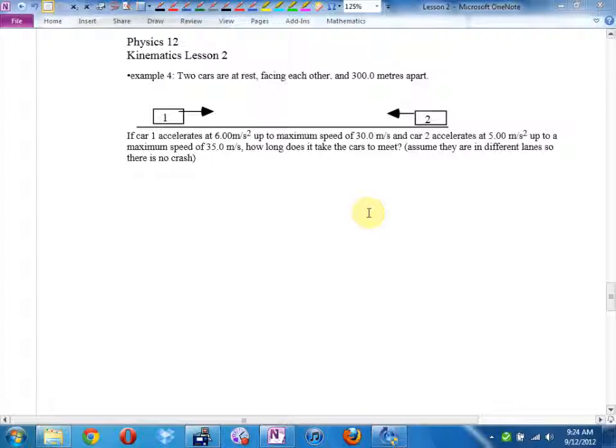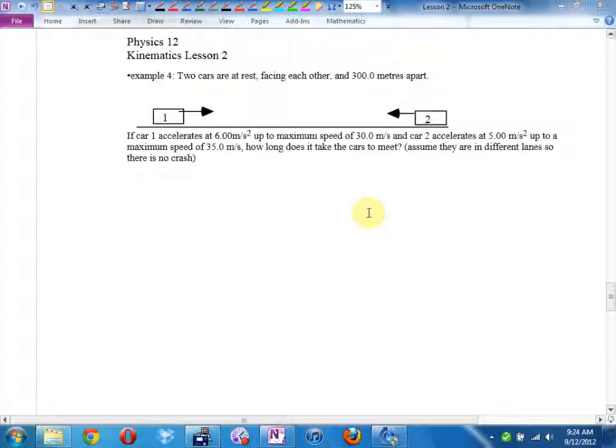Now, you did this a little bit last year with something called relative velocity, but last year when you did it with relative velocity with cars approaching each other, we started them off at a constant speed. We didn't throw in an acceleration. Can you visualize what's going on?